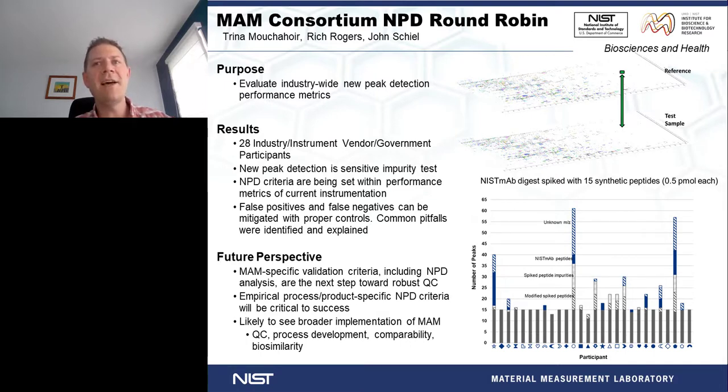So while this figure shows that there were some inconsistencies between the labs, there's a lot of really, really good news here. Most everyone was able to identify all 15 peptides. People were actually setting their new peak detection criteria within the current metrics of how instrumentation was performing. And this was actually based on our system suitability performance across the individual labs. And most importantly, those that were deemed false positives or false negatives could actually be explained.